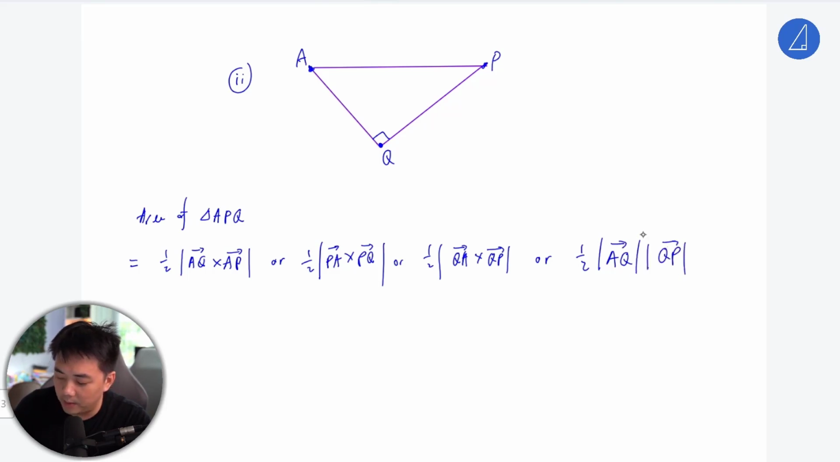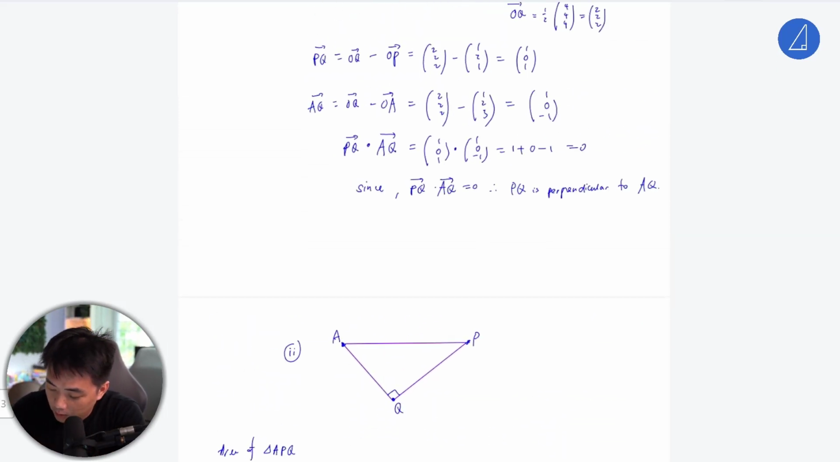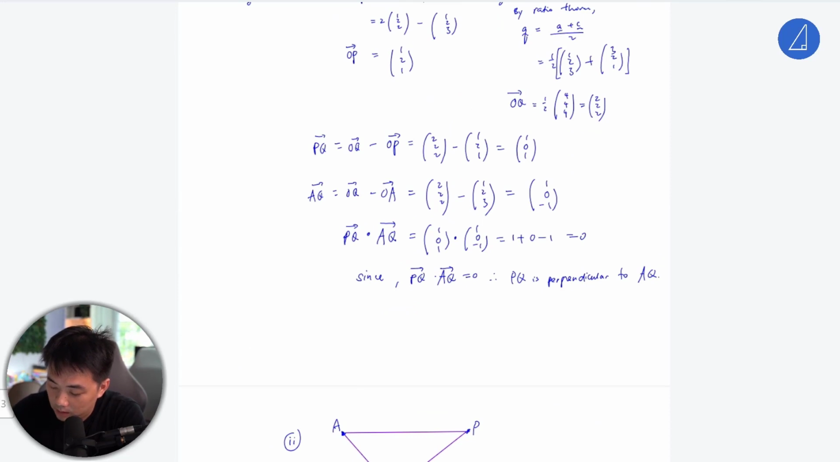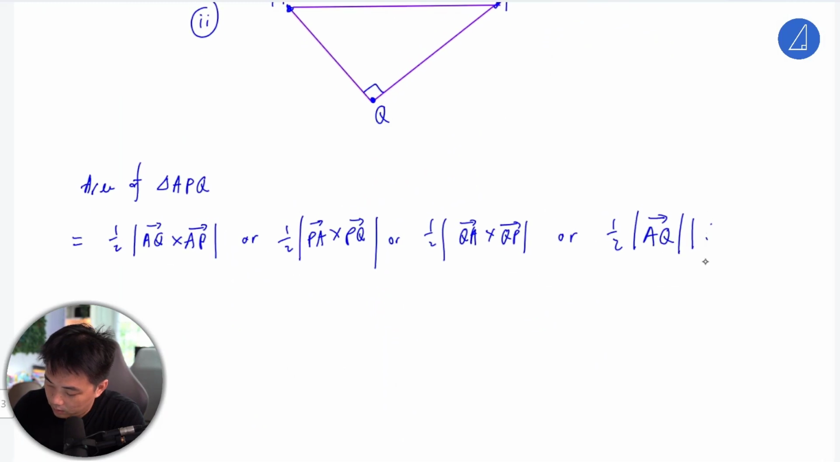Half multiplied by base multiplied by height. Okay, so we have AQ. AQ is 1, 0, minus 1. QP, do we have it? QP, yeah, there you go, or just PQ.